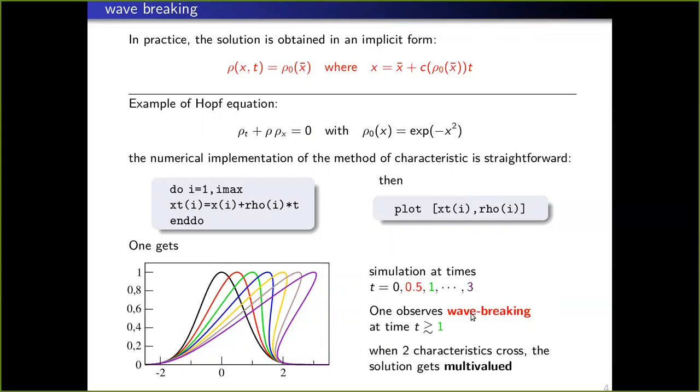And if the solution is multi-valued, one can invoke a simple explanation for that within the method of characteristics. When two characteristics cross, I don't know which precursor, which x bar, I should take. I have several choices, and that's the reason why the solution gets multi-valued. So let's do some math and determine at which time wave breaking occurs.